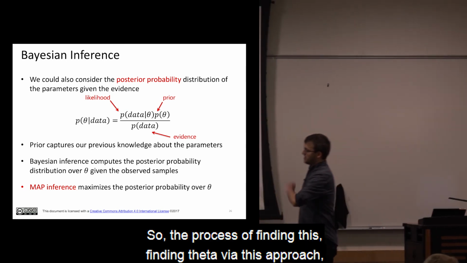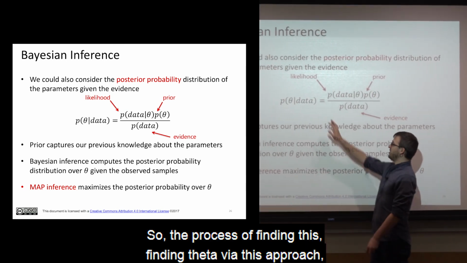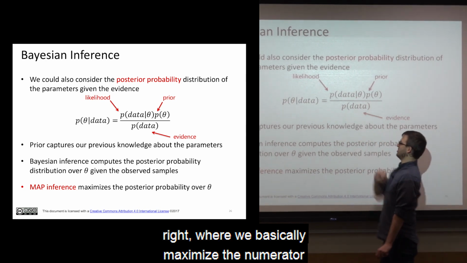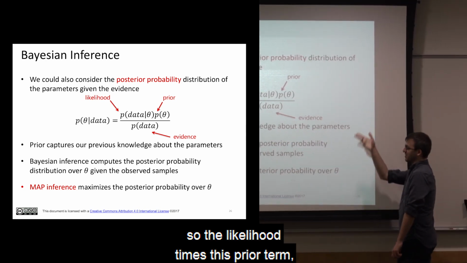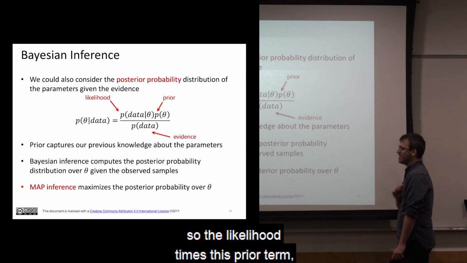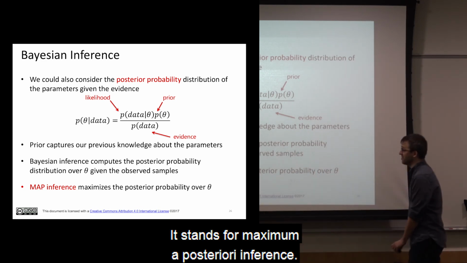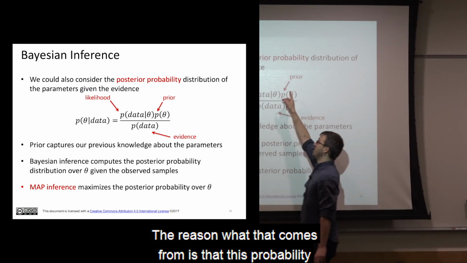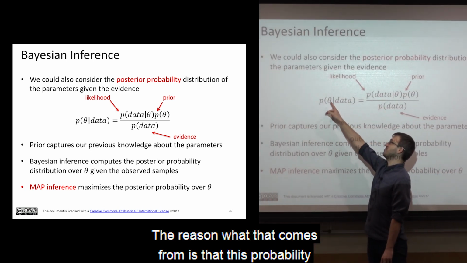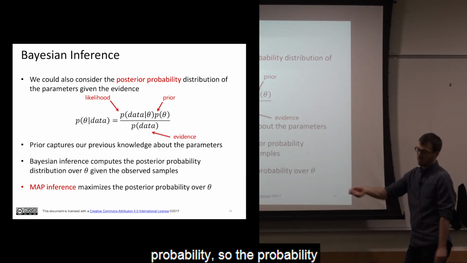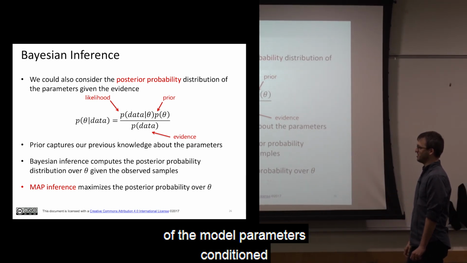So the process of finding theta via this approach, where we basically maximize the numerator of this expression, so the likelihood times this prior term, is called MAP inference. It stands for maximum a posteriori inference. The reason for that is that this probability of theta conditioned on the data is called a posterior probability. It's the probability of the model parameters conditioned on the data observations.